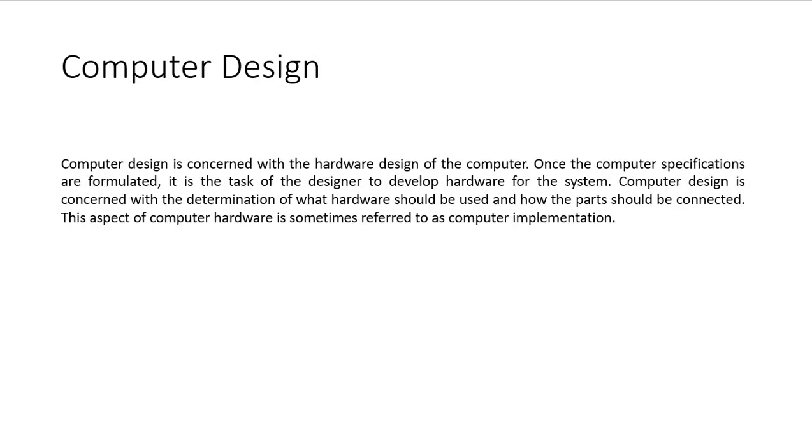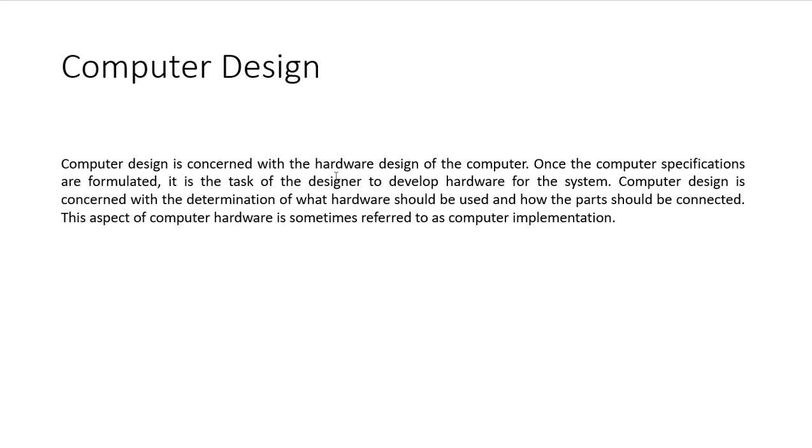The next one is computer design. Computer design is how we design a computer system. If you want to design a computer system, there will be some specifications. Your computer system has to have this set of specifications, like so many GBs of RAM. It should have a keyboard, it should have a mouse. So it should have some list of specifications. Every computer has some specifications, and it is formulated as per the specifications. Once these specifications are formulated, the designer will develop the hardware for the system.